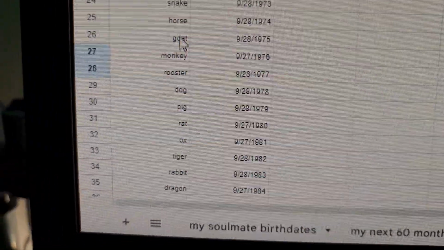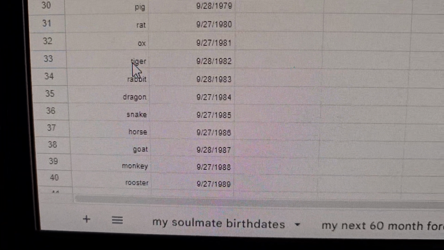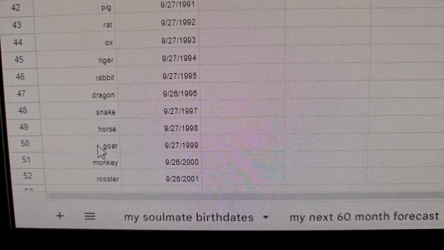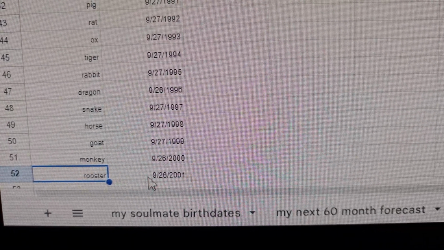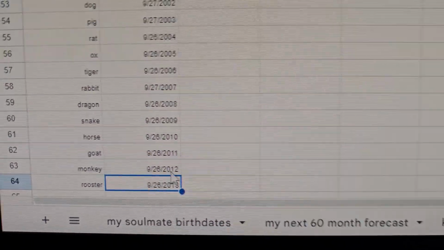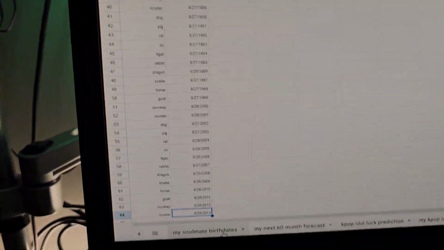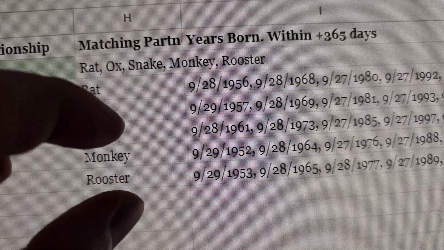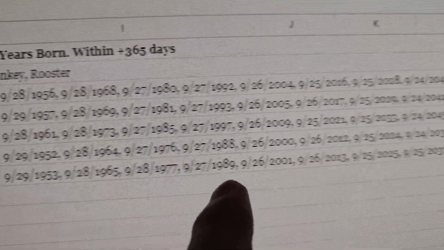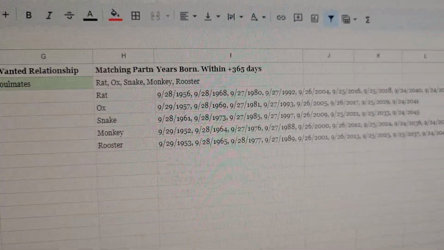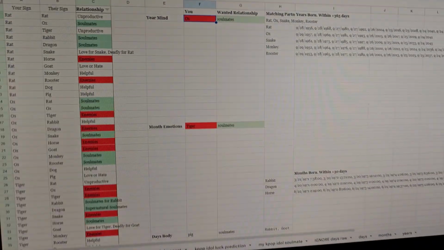So here's one occurrence of rooster, okay? Rooster again, print this date. Rooster again, print this date. And then so on. Rooster again, print this date. So that's why we have, in this particular spreadsheet, rooster, print this date, print this date, print this, it just keeps going. All the dates that apply to rooster, we just print it out, okay? So this is how this works.